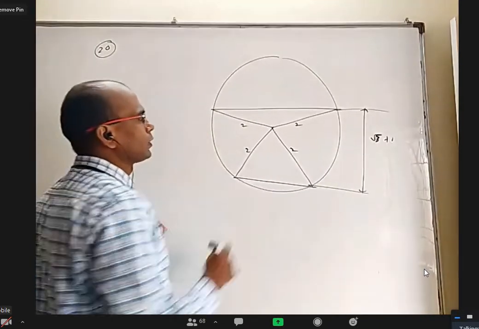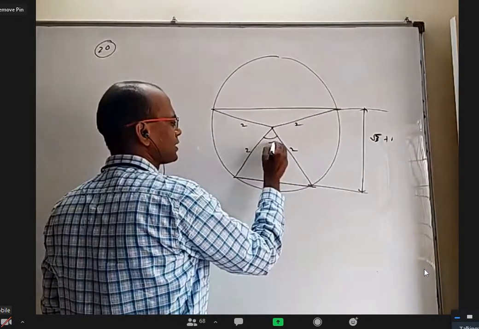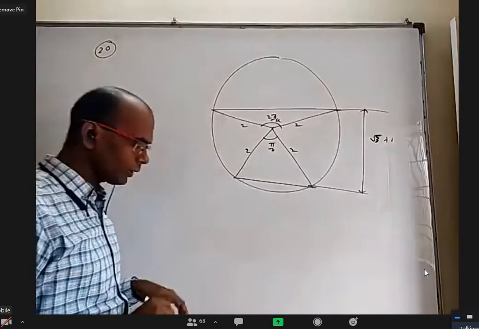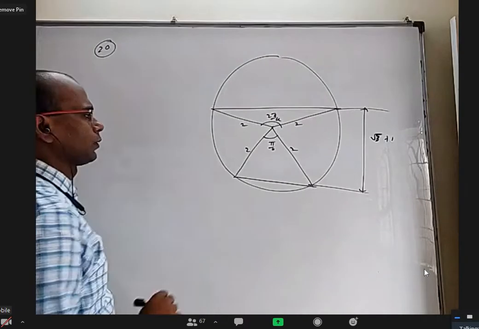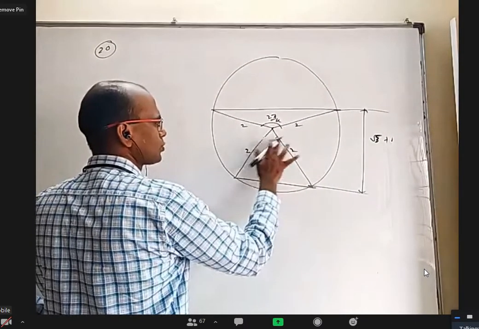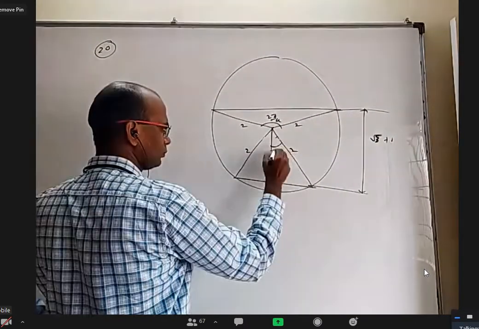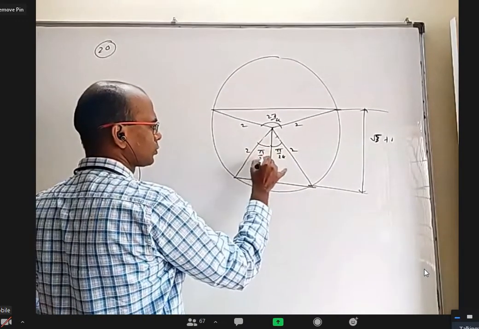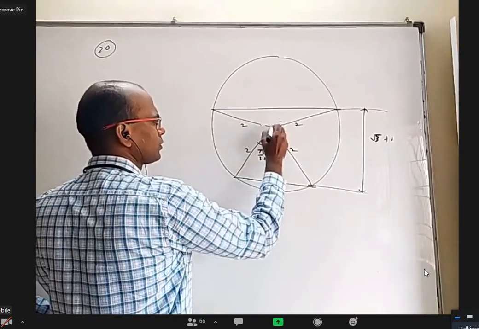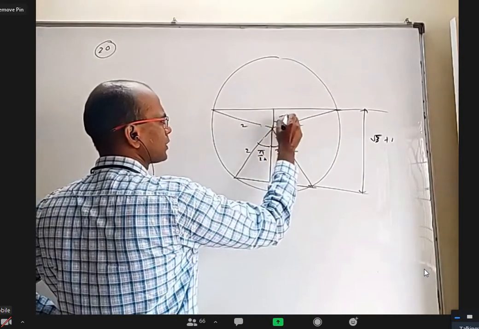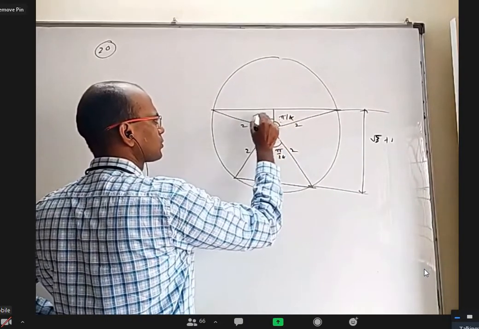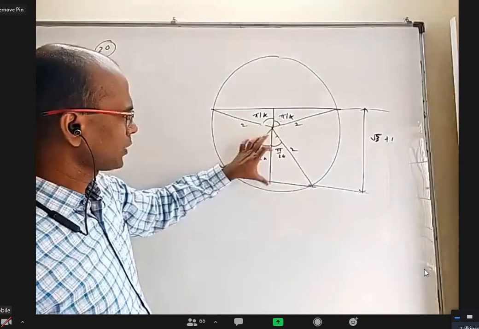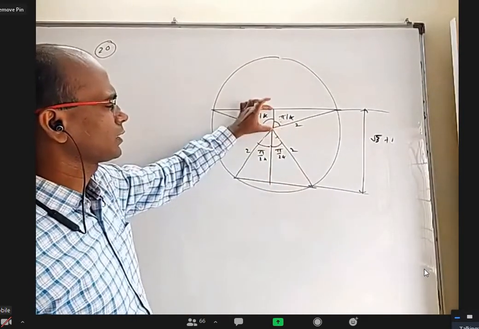So I think this angle is pi by k, and this total angle is 2 pi by k. They're asking what k is. I'll divide this into two equal parts, pi by 2k each. Here also I'll divide this into two parts, so this is pi by k and this is also pi by k. So this length is 2 cos pi by 2k, and this length is 2 cos pi by k.